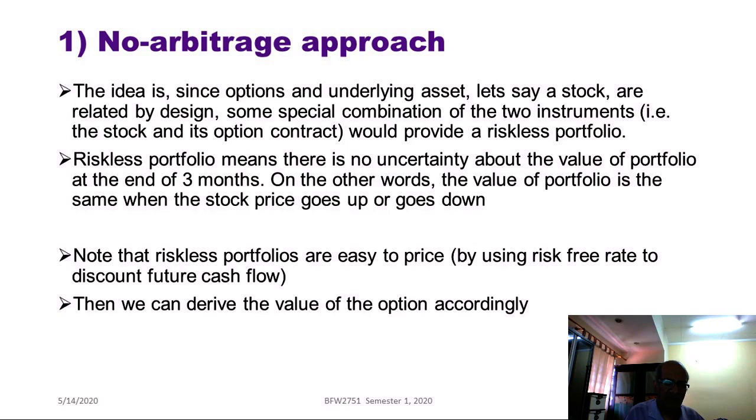Note that riskless portfolios are easy to price by using the risk-free rate to discount the cash flows. We have been doing that all the time, and we assume continuous compounding. Then we can derive the value of the option accordingly for today's value. When you can calculate the value for 3 months' time, you already have it. In 3 months' time, it's going to be this price minus this K. The positive intrinsic value is so much. That is after 3 months, but you're going to calculate the value today. So it's very simple. Use the risk-free rate to discount it back to today. That's it.